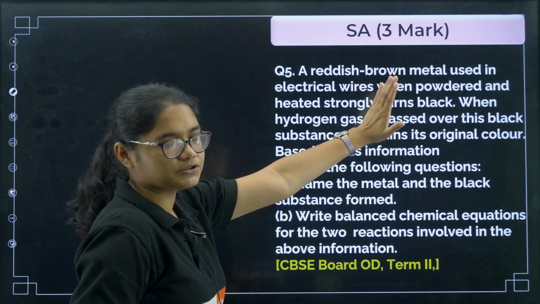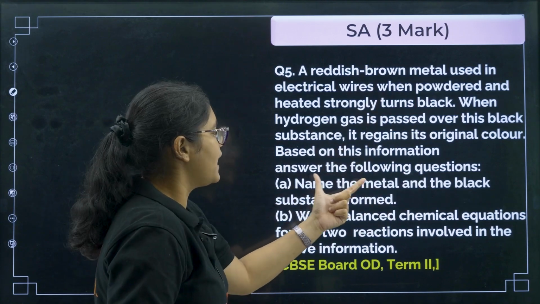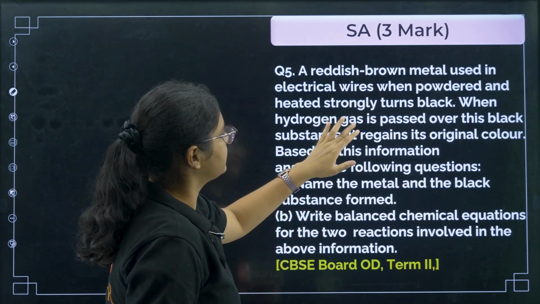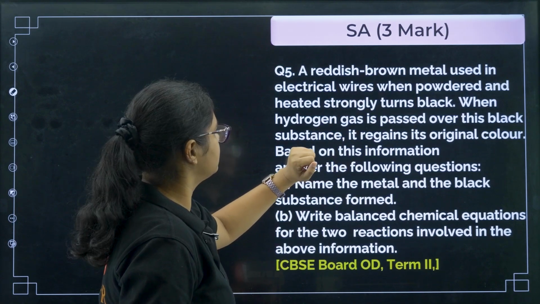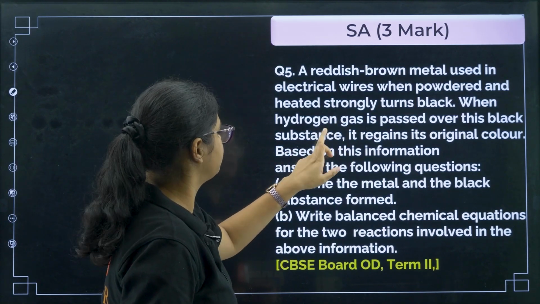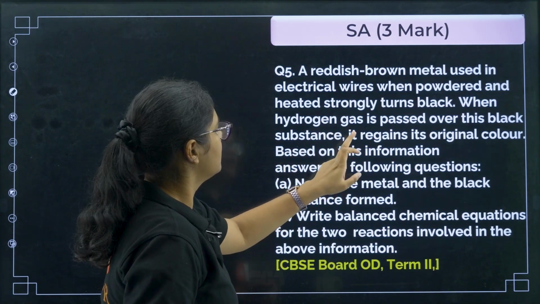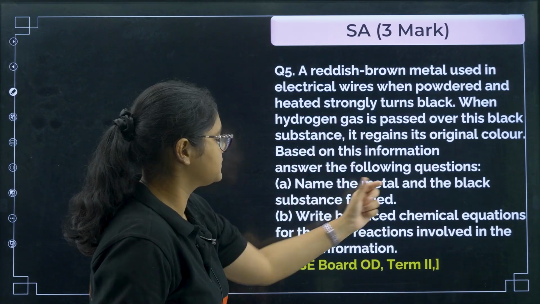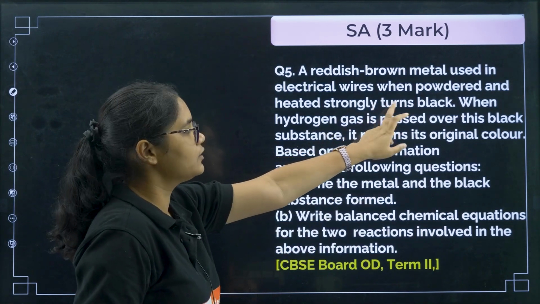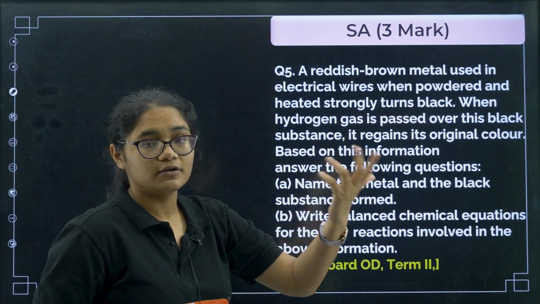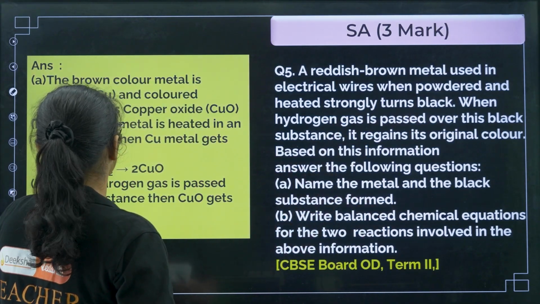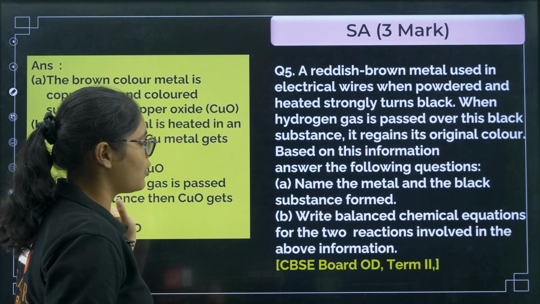You can understand reddish brown, so it is definitely copper. And when it reacts with oxygen... when hydrogen gas is passed over this, it regains the original color. Okay, and the black substance formed turns black, and that is your copper oxide, right? So the brown color metal is copper, and the black colored substance is called copper oxide.